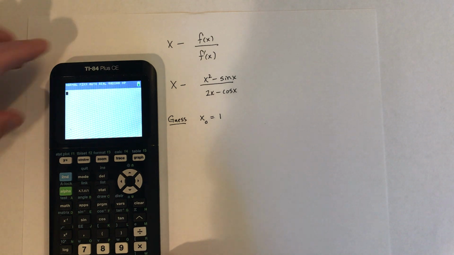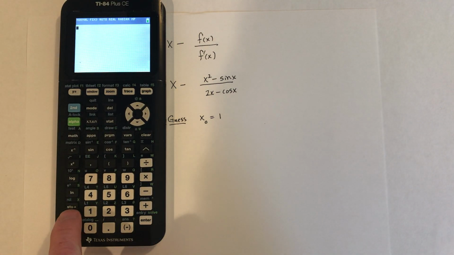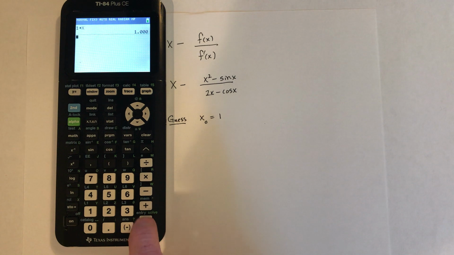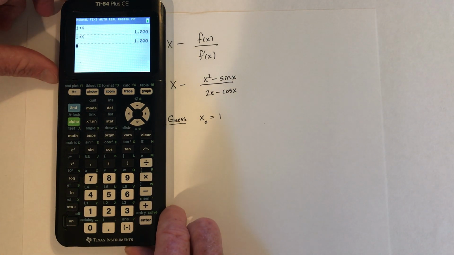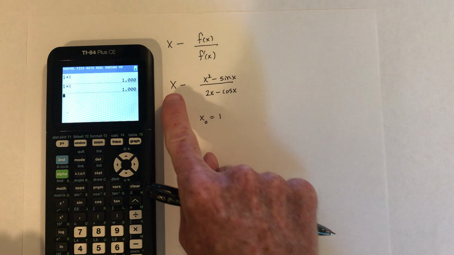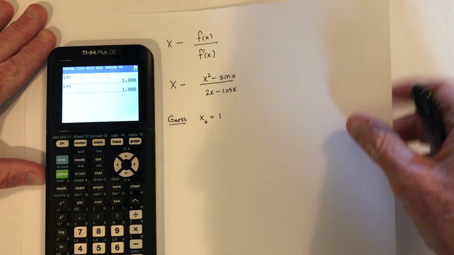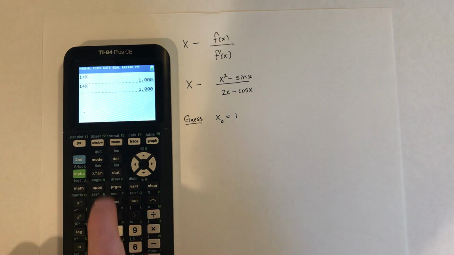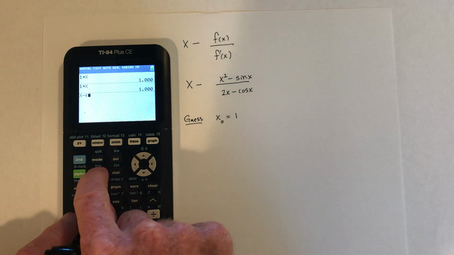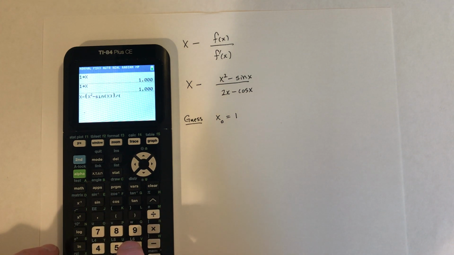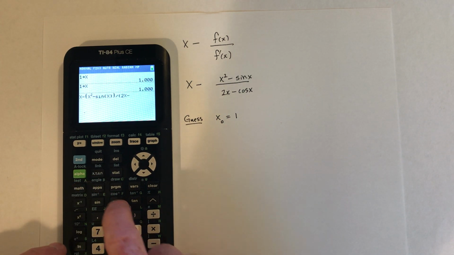So first of all, here's store, your new best friend. So put 1 and store that as x. Now, every time the calculator uses the letter x, it's going to plug in a 1 for x. And then type in this formula with the x's. So it's going to be x minus, and then the numerator needs to be in parentheses, x squared minus sine x. And then that's divided by 2x minus cosine of x.